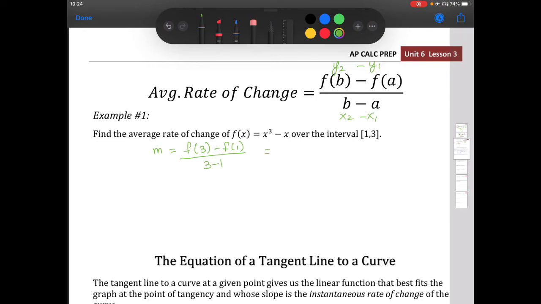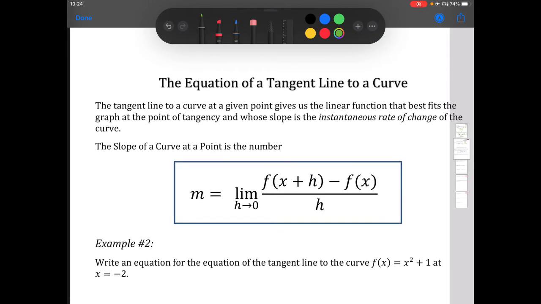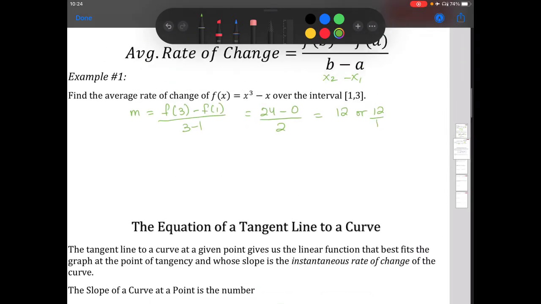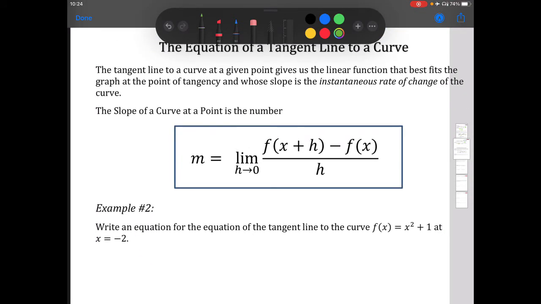If I substitute 3 in here, 3 cubed is 27 minus 3 is 24, minus f of 1, which is 1 minus 1, that's 0, over 2. So 24 divided by 2 is 12, or I can say 12 over 1. That's change in y over change in x. Okay, so the equation of a tangent line to a curve, that's basically it. To find the average rate of change, it's basically a fancy way of saying find the slope.